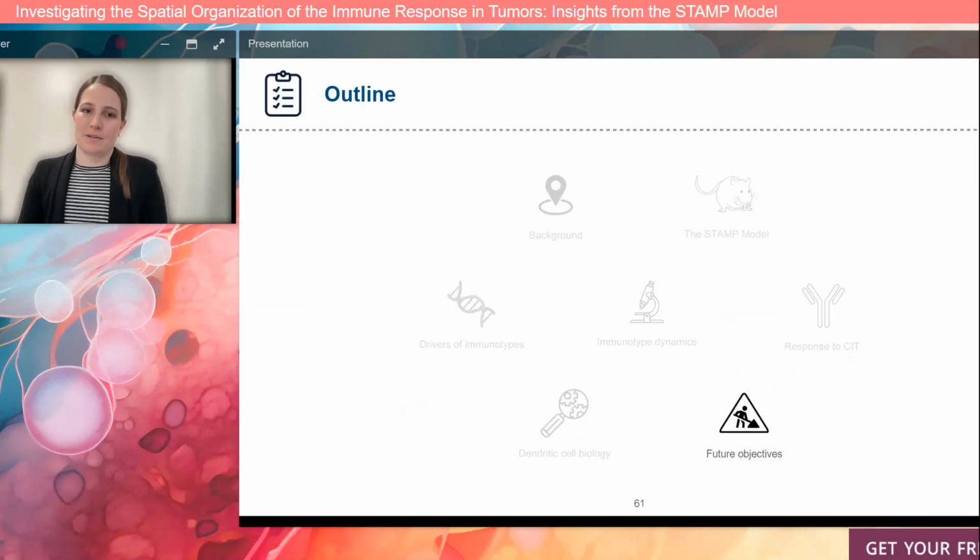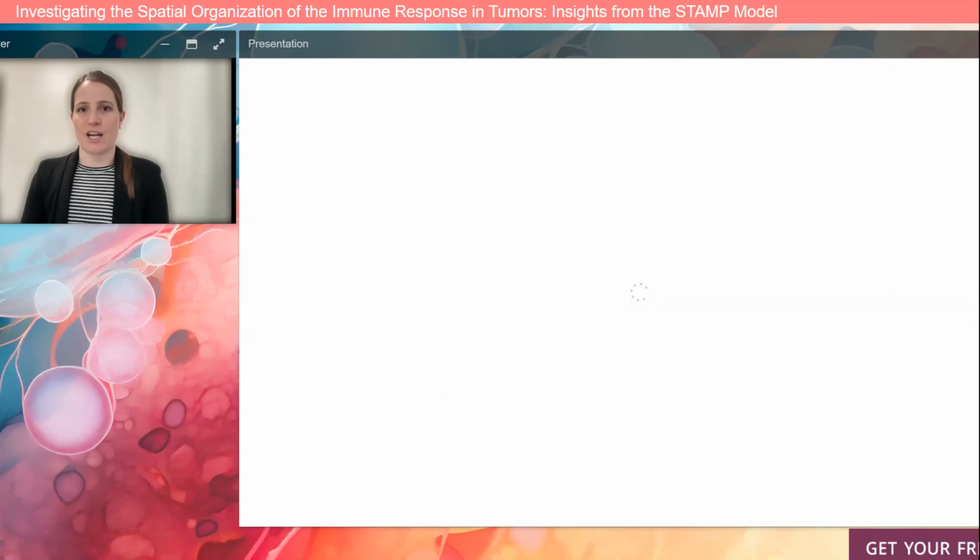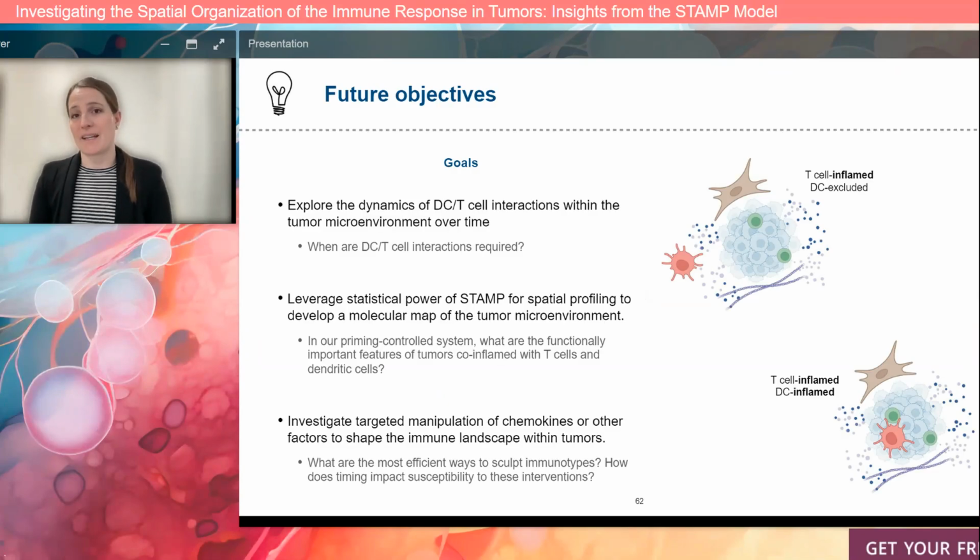So to briefly leave you with an idea of some of our future objectives, we'd like to explore the dynamics of DC T-cell interactions within the tumor microenvironment over time to ask the question, when are these interactions actually required? We'd like to leverage the statistical power of STAMP, having so many lesions present in one array for spatial profiling, to develop a molecular map of a rejection-associated tumor microenvironment. And last, we've been investigating the targeted manipulation of chemokines or other factors to shape the immune landscape within tumors to promote tumor rejection.